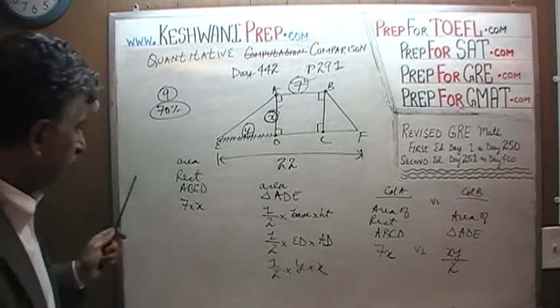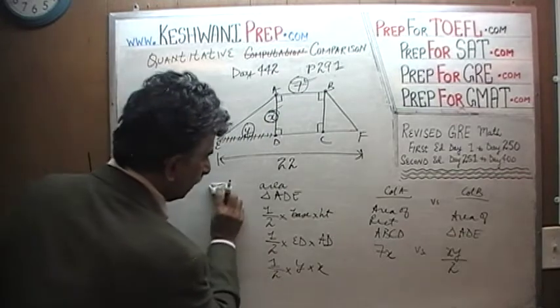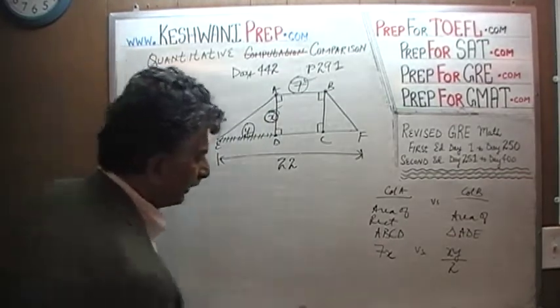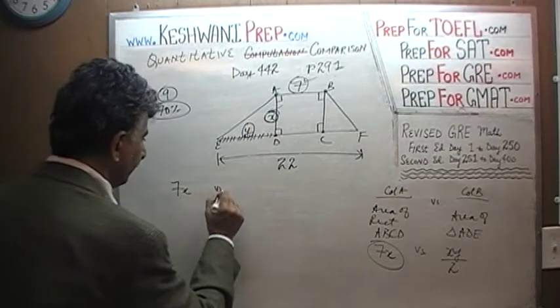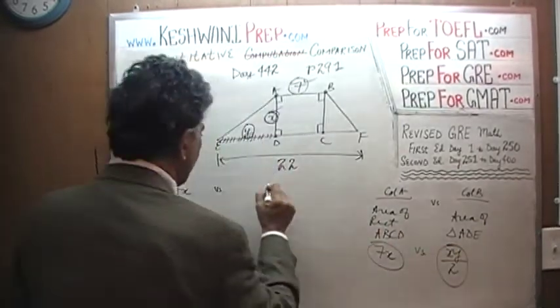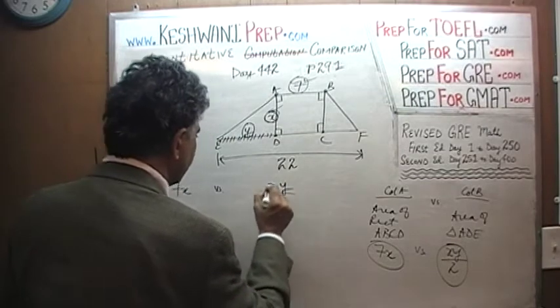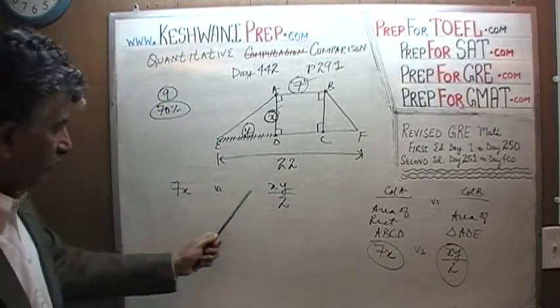Let's pick up this part here. So the area of the rectangle is 7x versus x times y over 2. This is our column B and this is the column A. Column A versus column B.